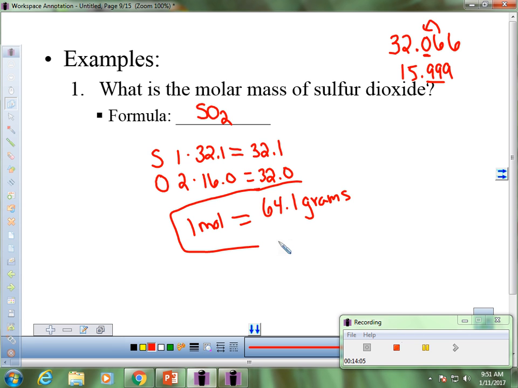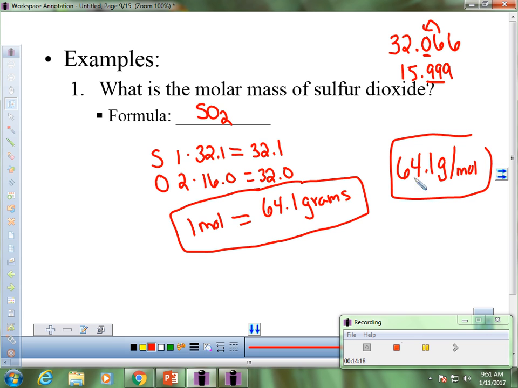That is the molar mass. 1 mole equals 64.1 grams. Another way we could write that is 64.1 grams per every mole. So this is another way to write it. So you can write it this way or this way. We're going to be using it this way in a moment.